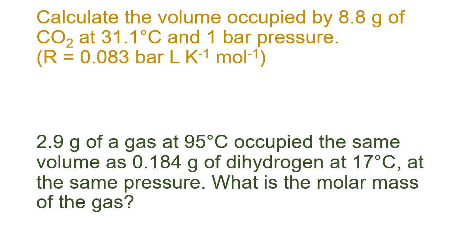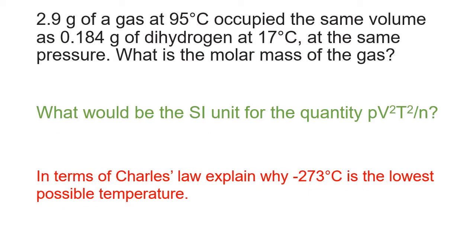Now, I think this is the new one. The last two are new. What are the last two? What would be the SI unit for the quantity PV square T square by N? This is very important and has occurred many times. So please try, which is very easy. That's why I am leaving it to you as practice problems. Take it as an assignment or homework.